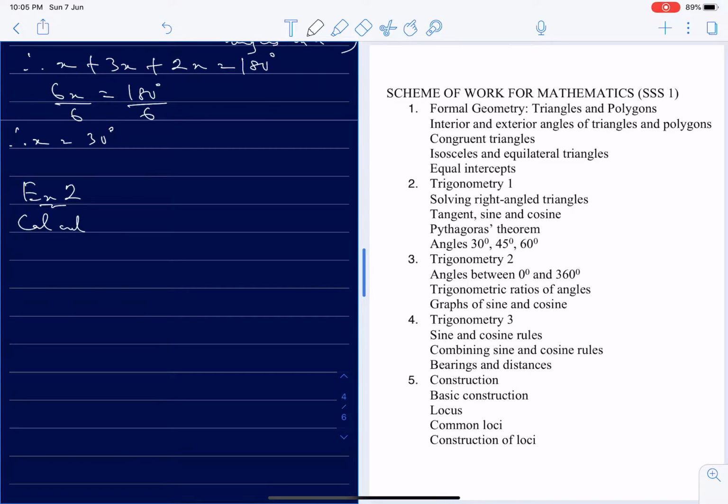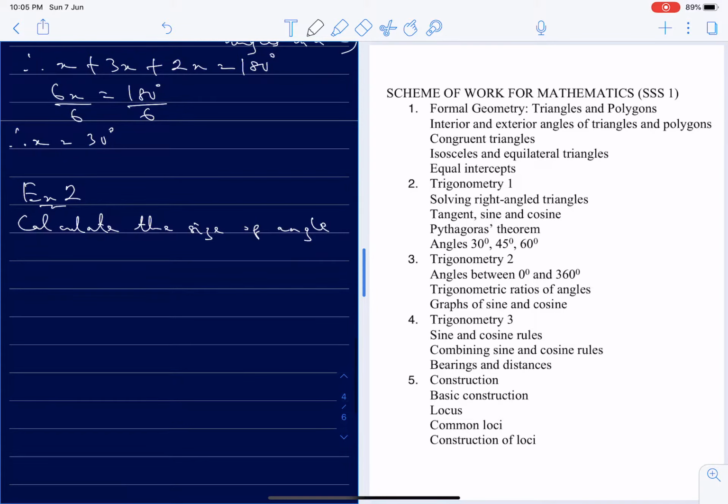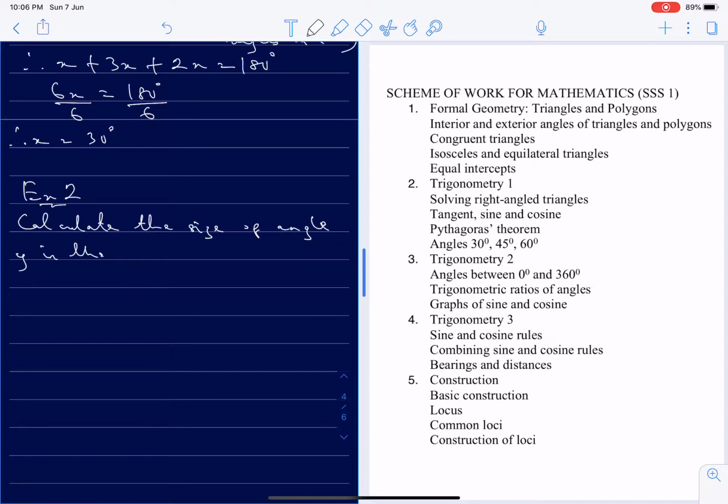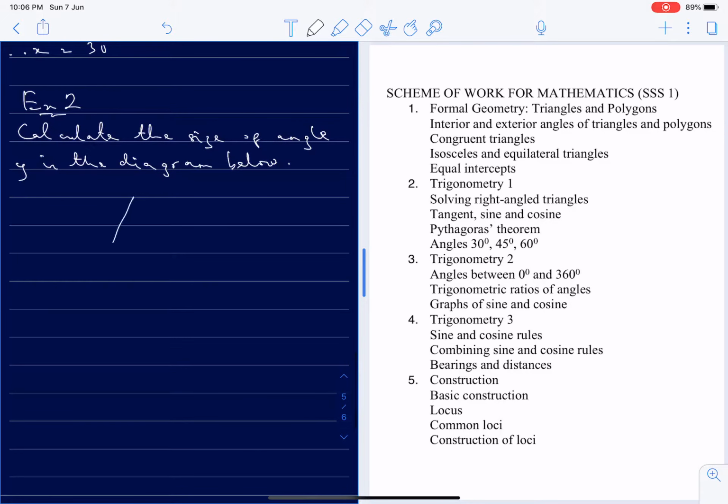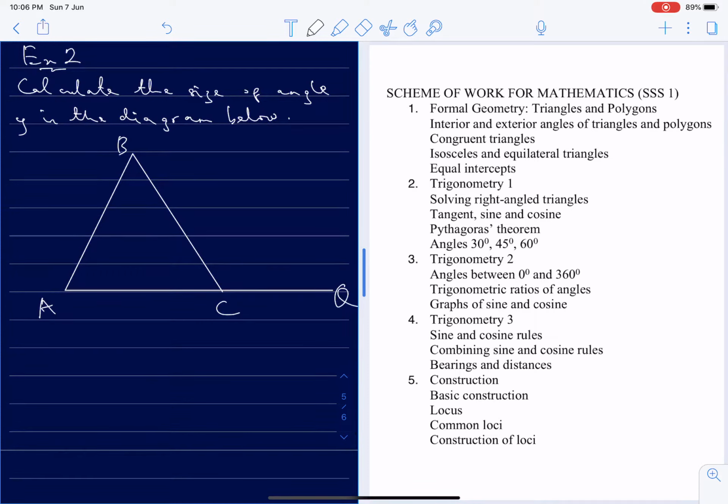Calculate the size of the lettered angle. Calculate the size of angle Y in the diagram below. Let me call that A, B, C, and Q this time. Finding the size of angle Y.